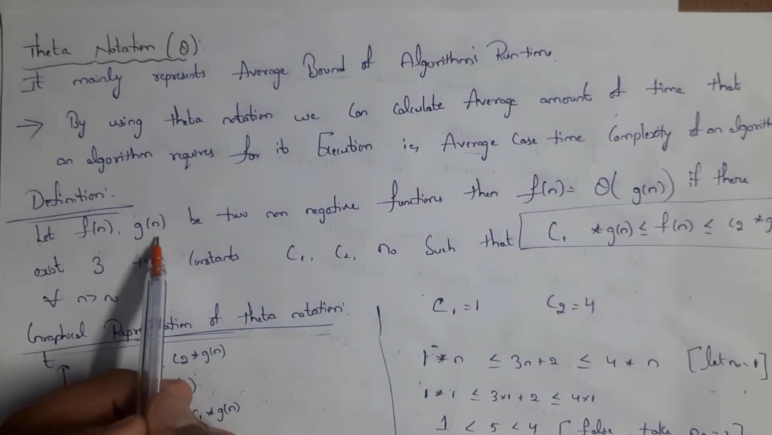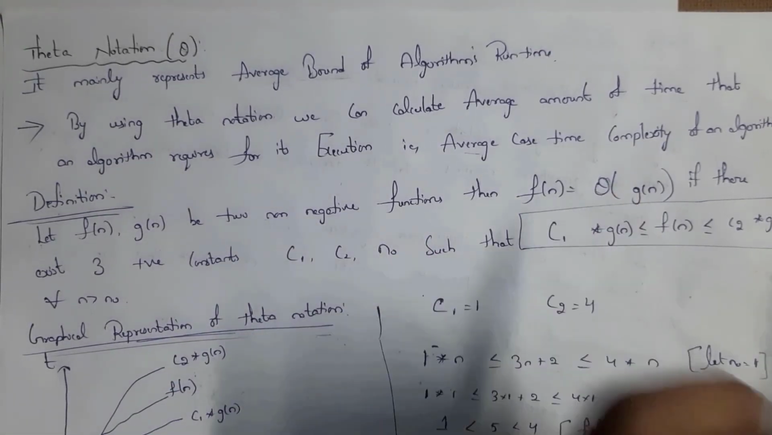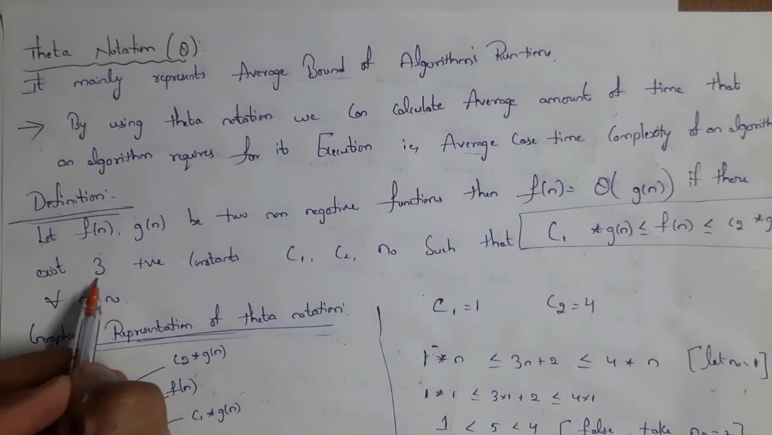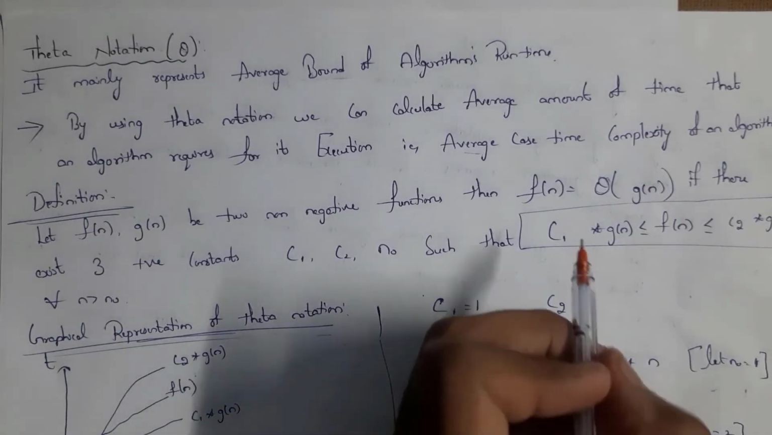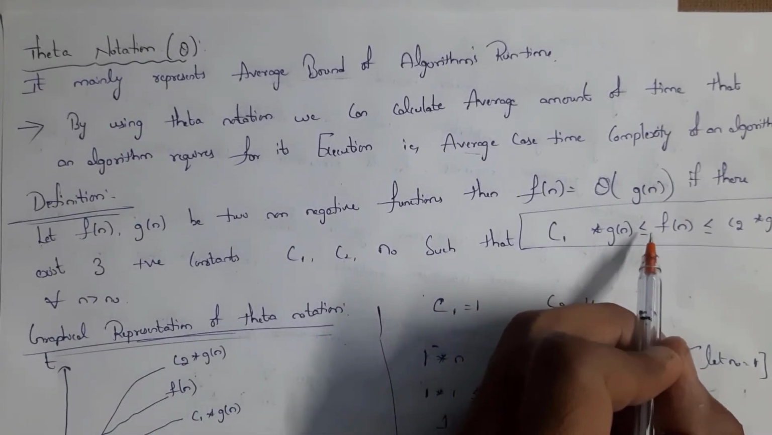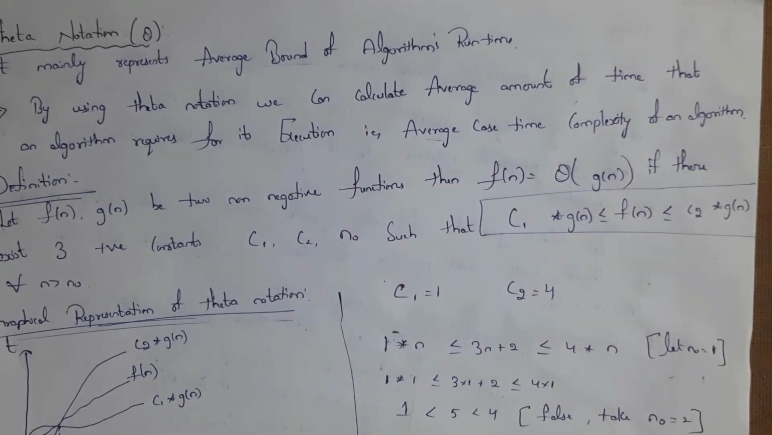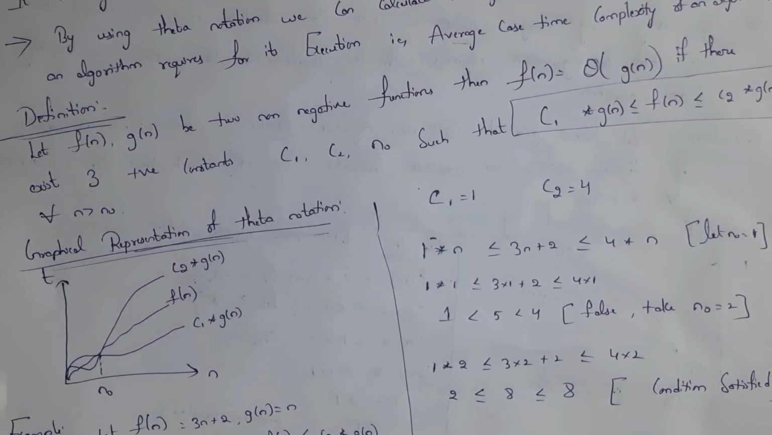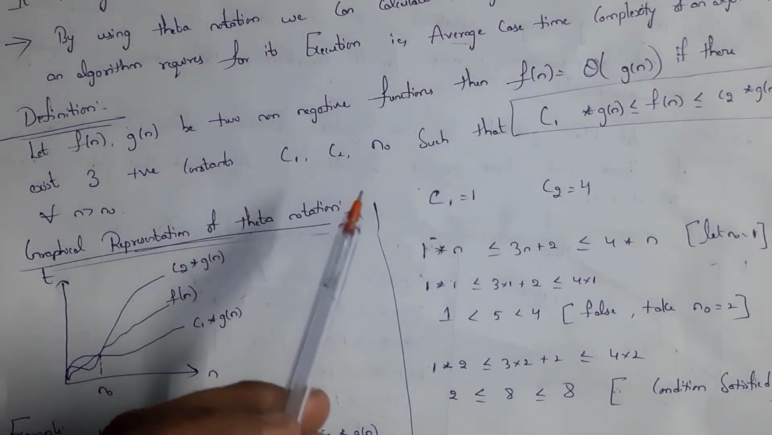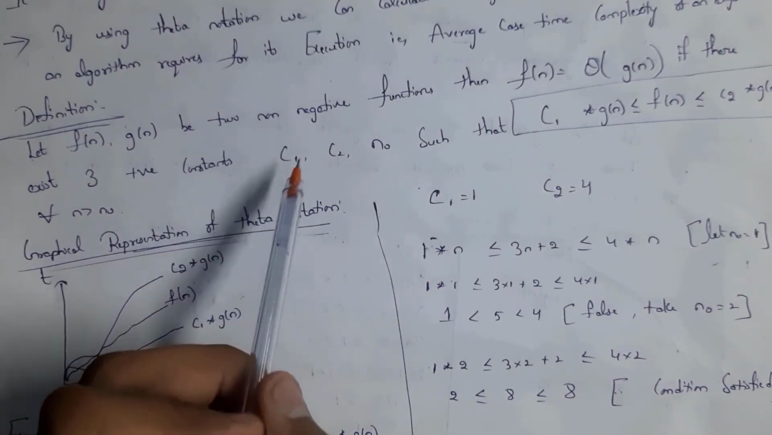Let f of n comma g of n be two non-negative functions, then f of n equal to theta of g of n, if there exist three positive constants, they are c1, c2 and n0, such that c1 into g of n less than or equal to f of n less than or equal to c2 into g of n for every n greater than n0. This is the definition of theta notation. Whereas in big O and big omega notations there are only two constants, that is c and n0, in theta notation there are three positive constants, they are c1, c2 and n0.